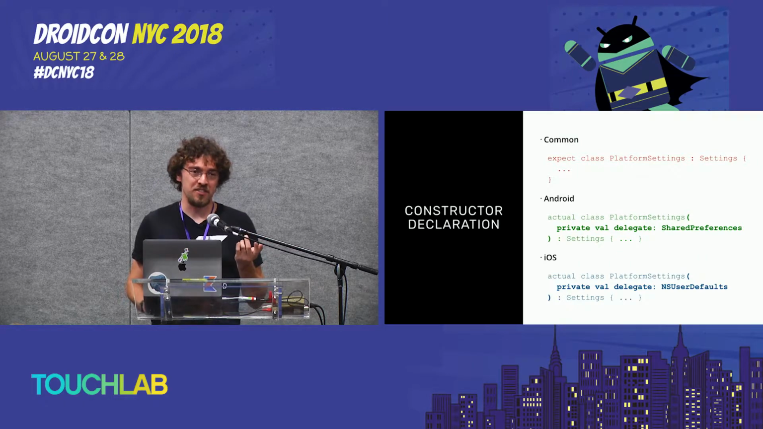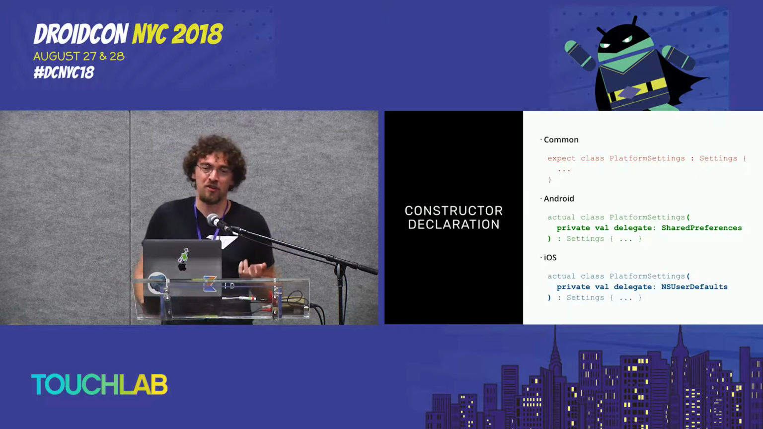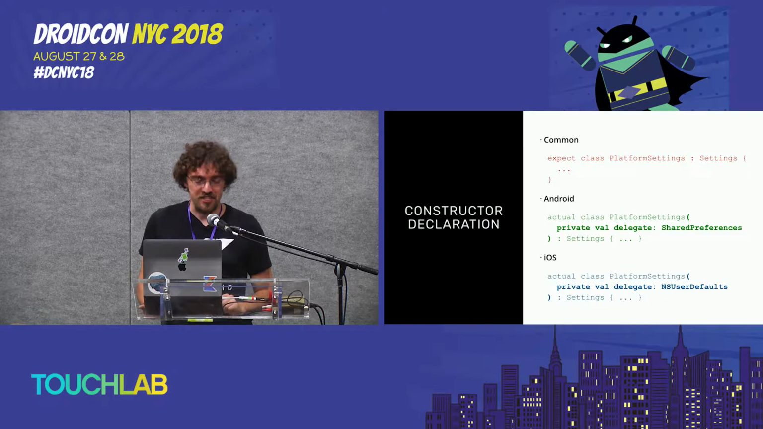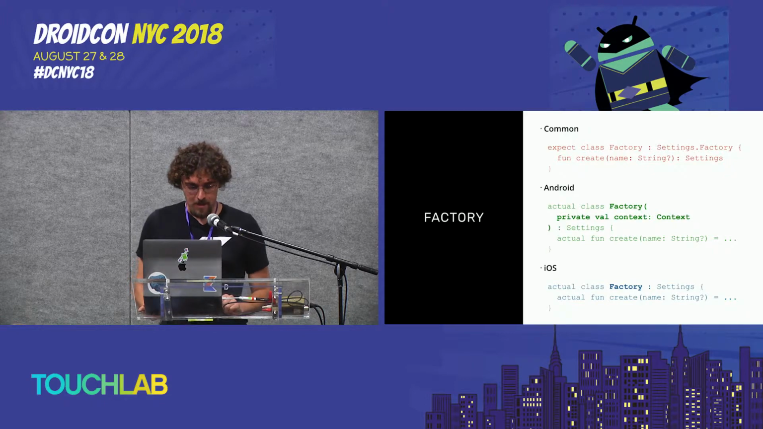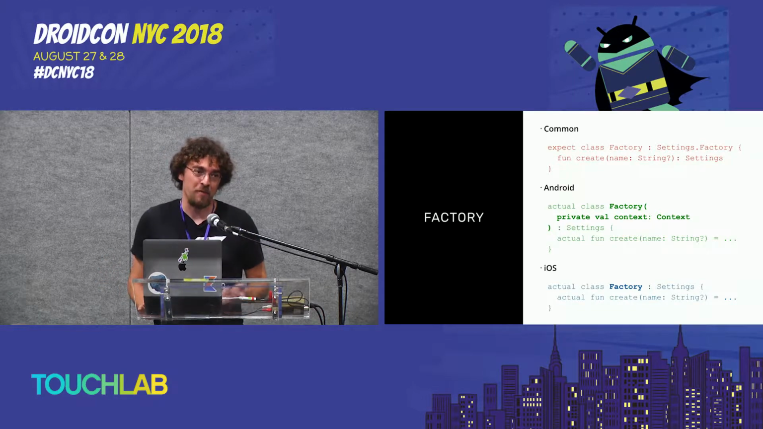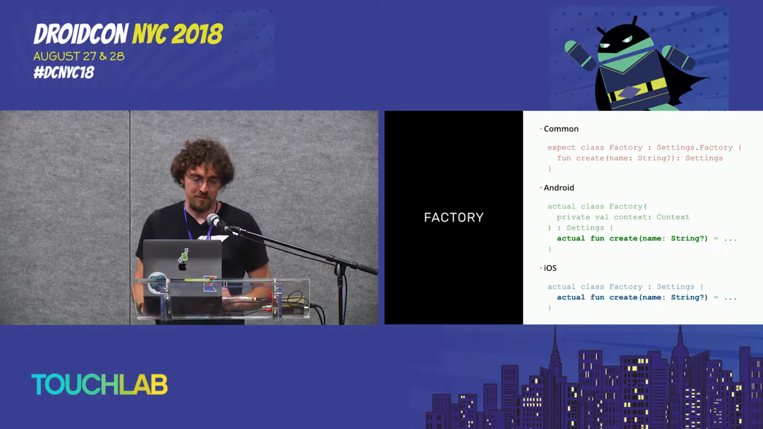The only reason for that is that in my particular case, I needed to have this platform specific dependency. If you're building your own thing, you may be able to get by with just instantiating it from your common code. To make this a little bit easier, I also added this factory class. The reason this is hard is that Android needs a context. I built this factory API basically so I could pass in that context once and then create multiple settings objects from your common code. So now the actual creation happens with the same API for each platform, and you can run it from your common code.